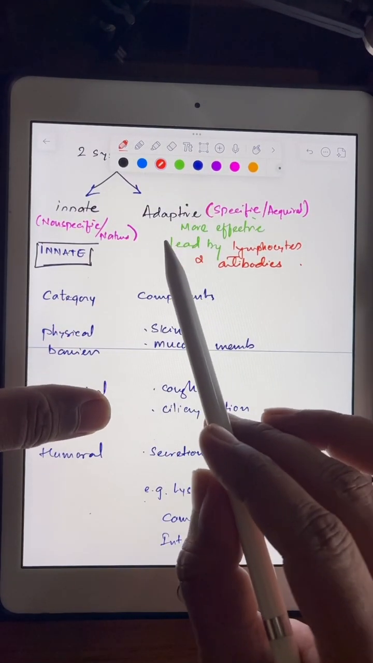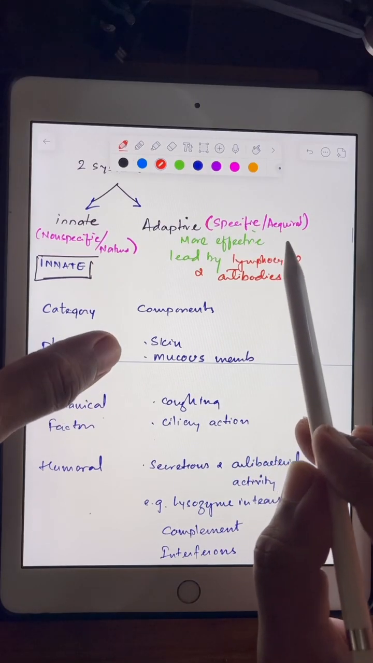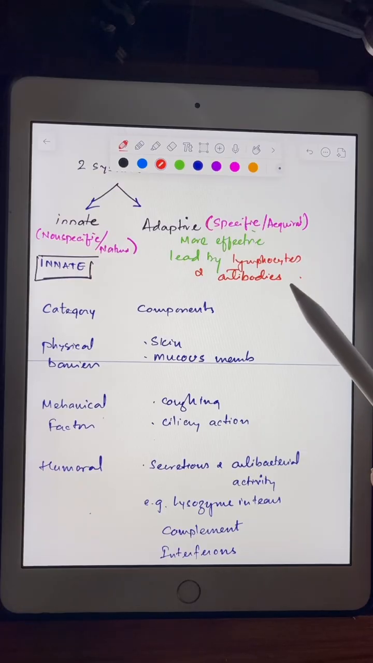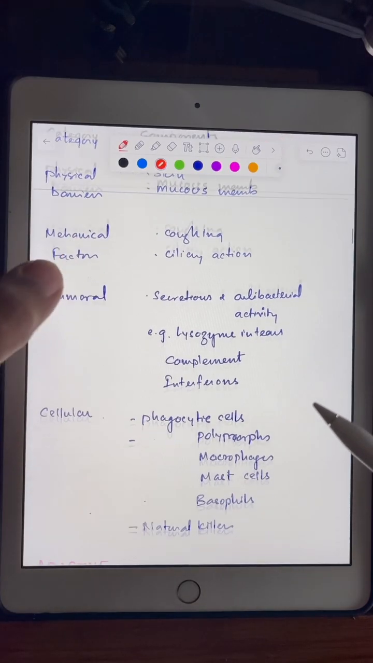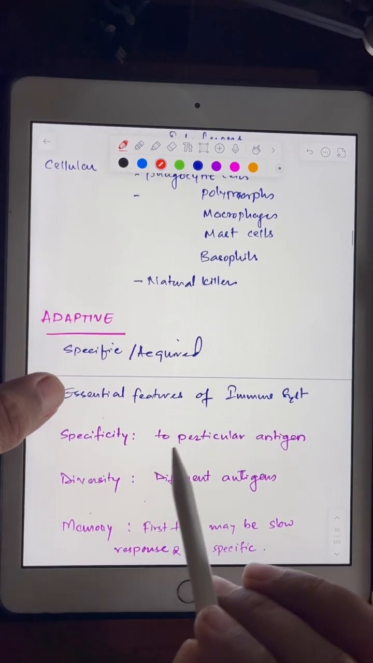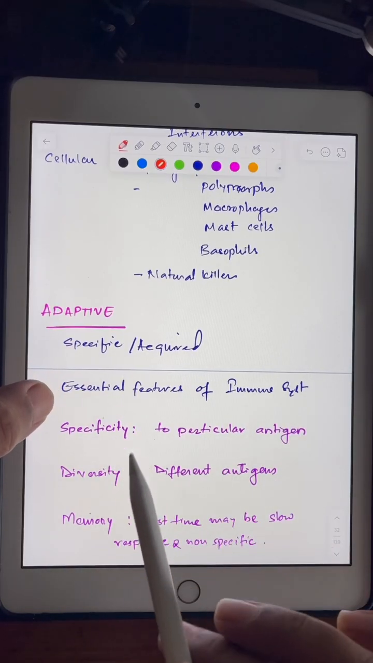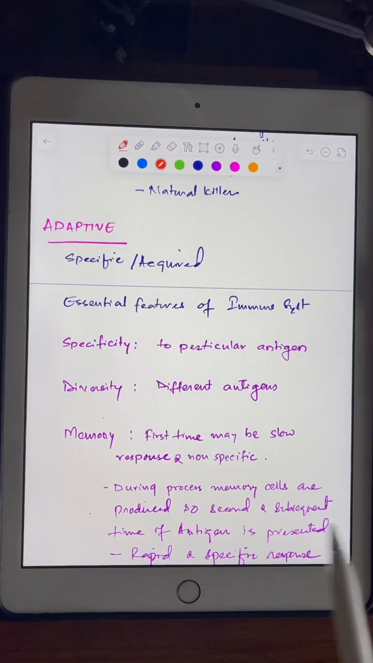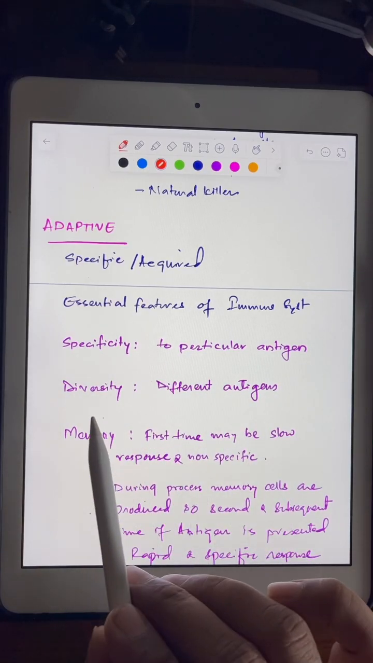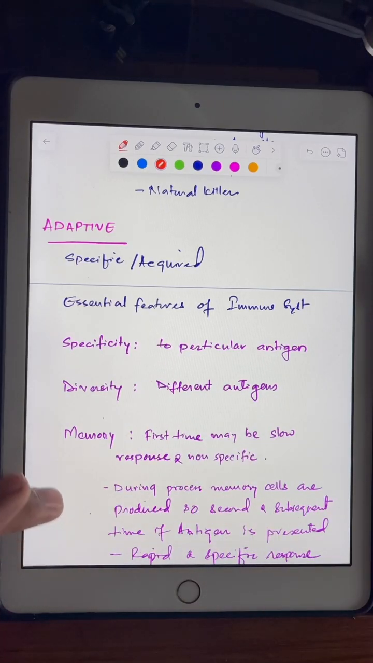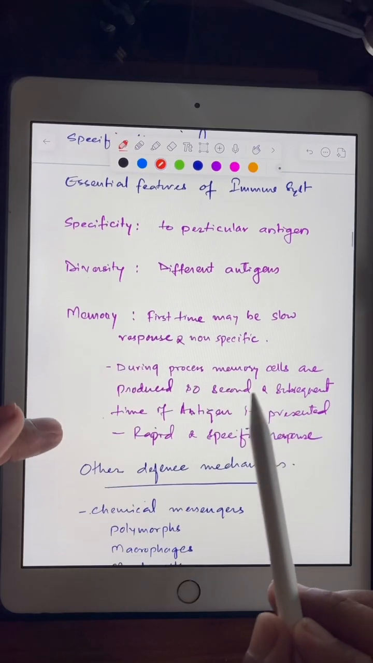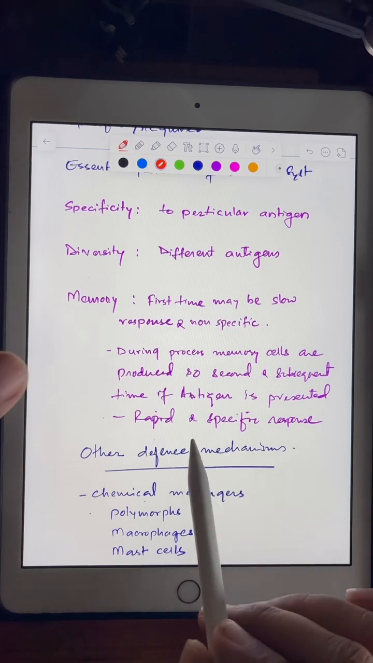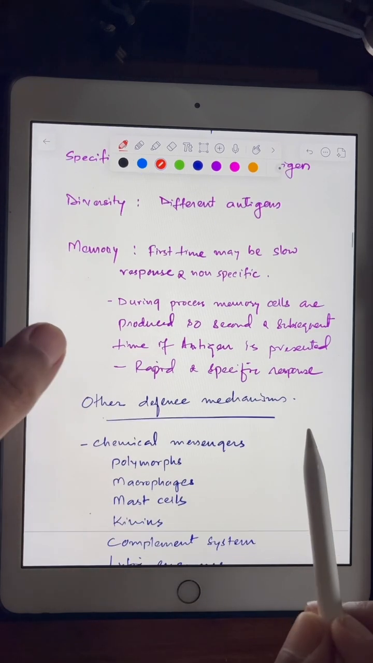And what is adaptive? It is specific or acquired, more effective. Mostly it is led by the cells, lymphocytes and antibodies. This is an essential feature of the immune system. The body gets adapted once exposed to some sort of antigen. It is specific to a particular antigen; different antigens are there. Memory: the first time may be a slow and non-specific response. During the process, memory cells are produced. So the second and subsequent times, when antigen is presented, there is rapid and specific action.